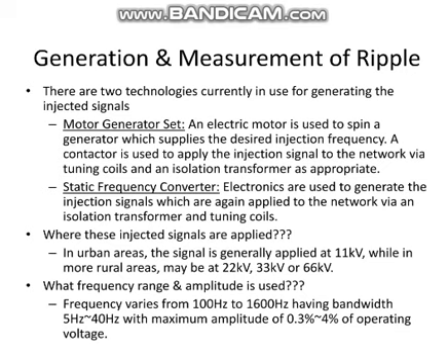What frequency range and amplitude is used? Frequency varies from 100 Hz to 1600 Hz, having bandwidth 5 Hz to 40 Hz, with maximum amplitude of 0.3% to 4% of operating voltage.